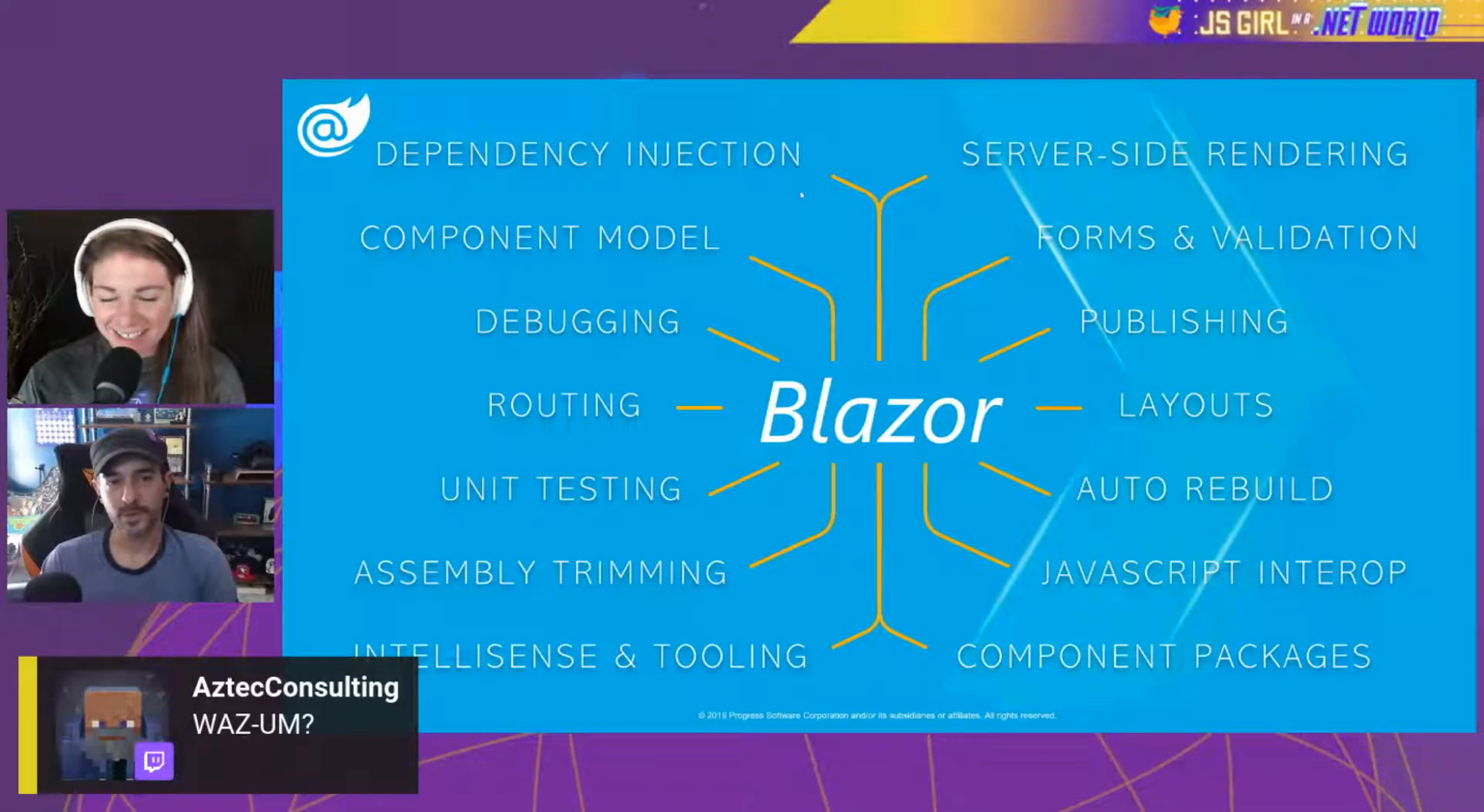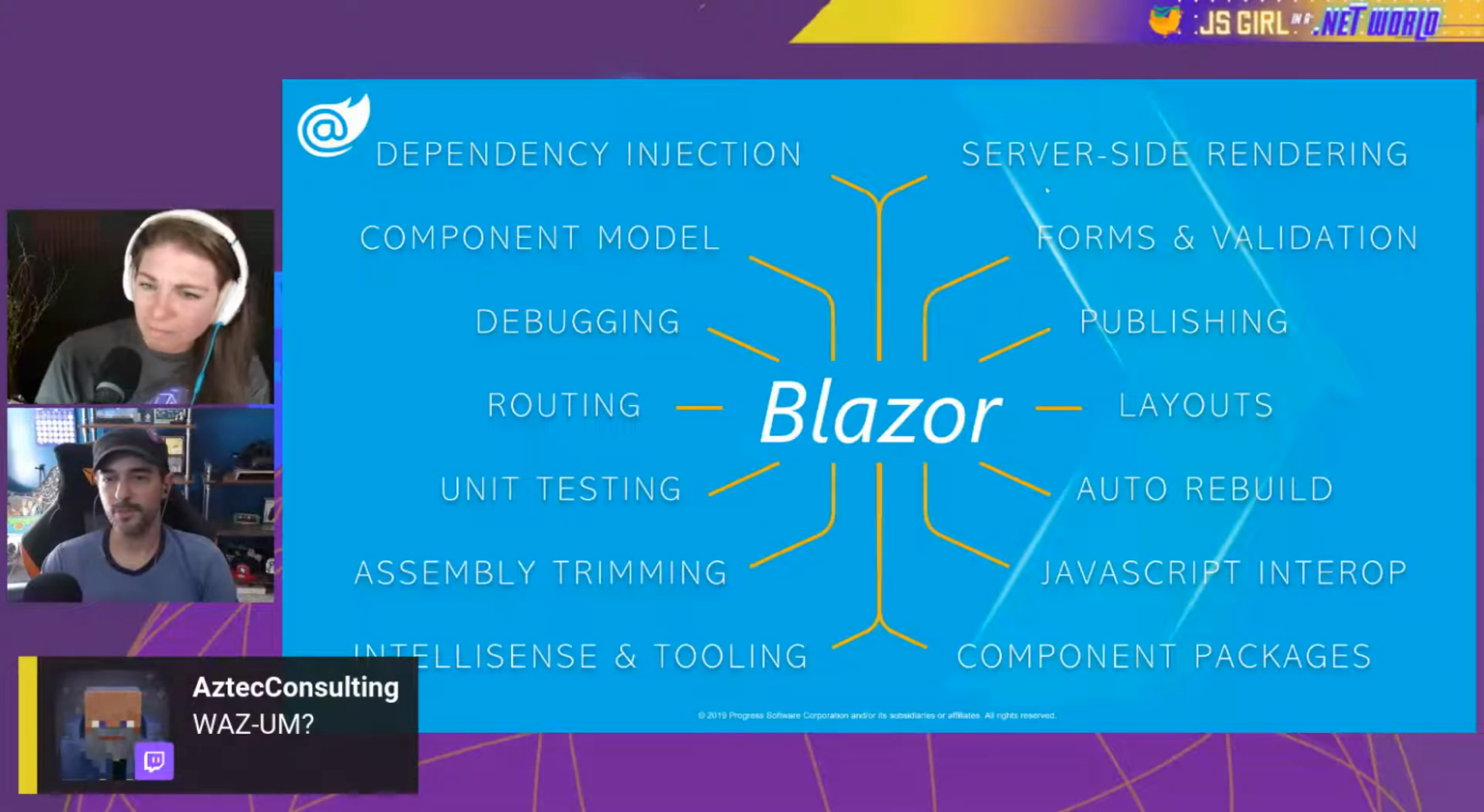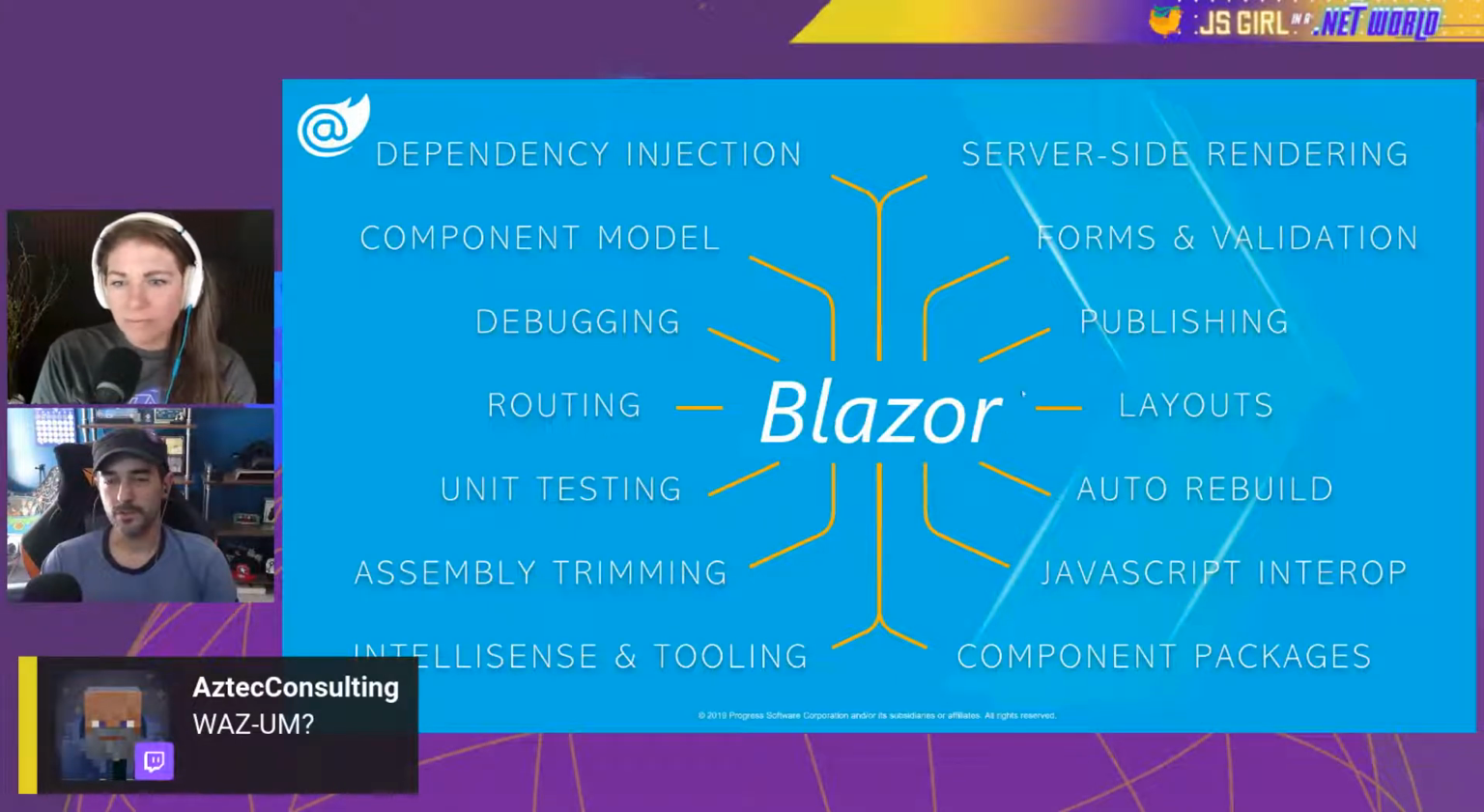Everything's there. So we've got dependency injection, a really awesome component model, debugging, client-side routing, unit testing. We won't go into assembly trimming and stuff. That's kind of like tree shaking in JavaScript. But it does that automatically too. We won't deal with server-side rendering today, but it's there. Forms and validation are super easy. You saw a little bit of that one day.